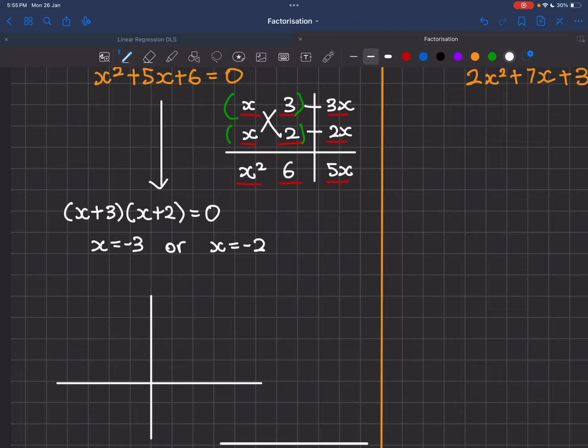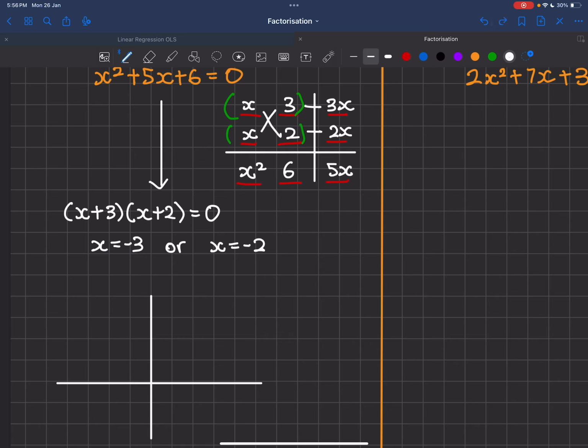Does this make sense so far? Let's say x is negative 3. Let's sub it in. Negative 3 plus 3 will give you 0 here. Negative 3 plus 2 will give you negative 1 here. So what's 0 times negative 1? Equals 0, right? So we are done. So negative 3 is correct.